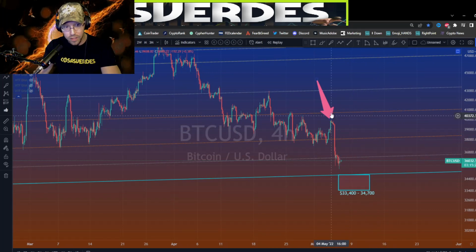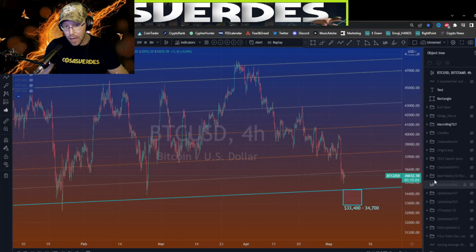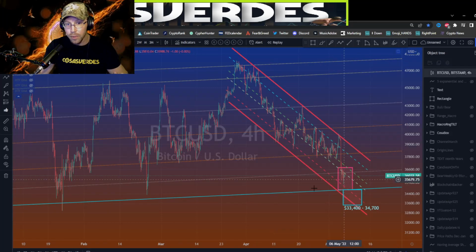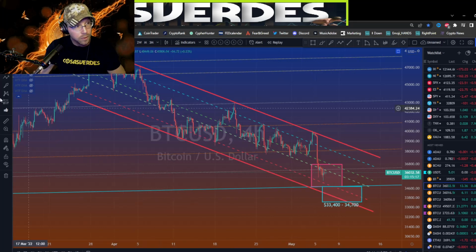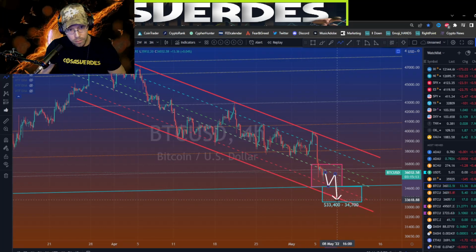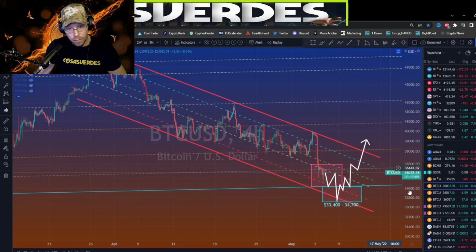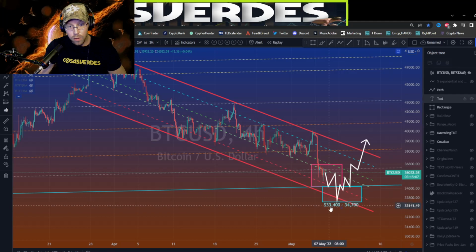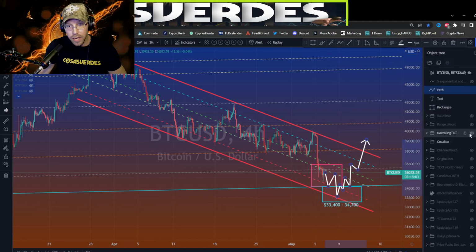So does that align? Let me take off all these darn arrows. Does that align with anything on the short term, the very short term trading channel that I have? And if you line that up, I'll take off the macro range.